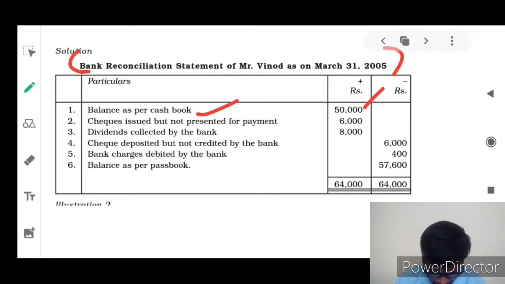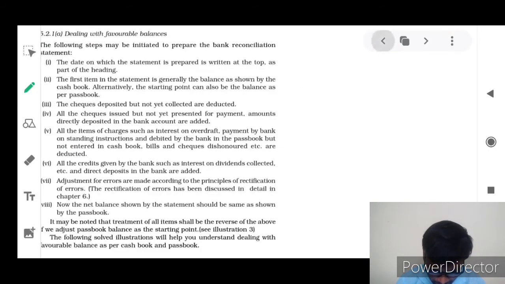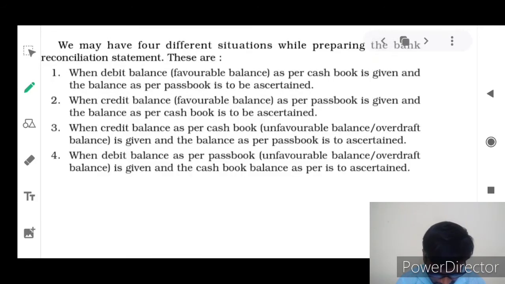Listen here, check it out. First one, balance as per cash book. In the first item they have given very clearly balance as per cash book. It begins with the cash book balance, bank column, isn't it? Sometimes the balance as per passbook also will be the beginning point. Okay. Now after that, what have they given?